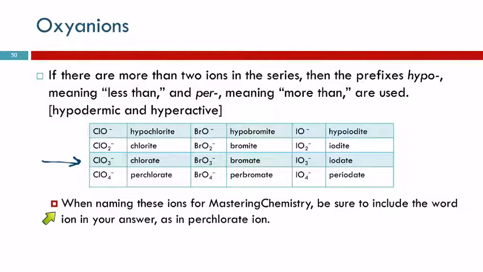Here's a note about mastering chemistry. It may ask you to name ions. And when you name an ion, it wants you to indicate the word ion. So if you just write perchlorate, it's going to say you're wrong. You have to say perchlorate ion. It's so picky, right? So I won't do that on an exam. I won't do that on the worksheet that we're going to do in lab, but I'm just warning you about mastering chemistry. Mastering chemistry likes you to type the word ion.